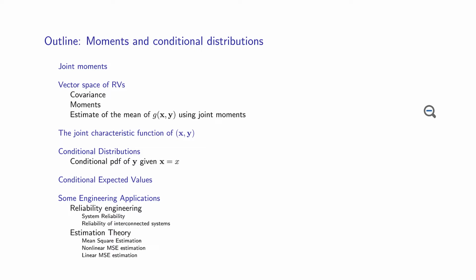So we'll first introduce joint moments. Then we will see that one of the joint moments, which is the expected value of a product of two random variables, can be interpreted as the inner product of two random variables, and these will form a Hilbert space or a vector space of random variables. Then we will discuss covariance and other moments and see how we can estimate the mean of any function of two random variables using some of the joint moments.